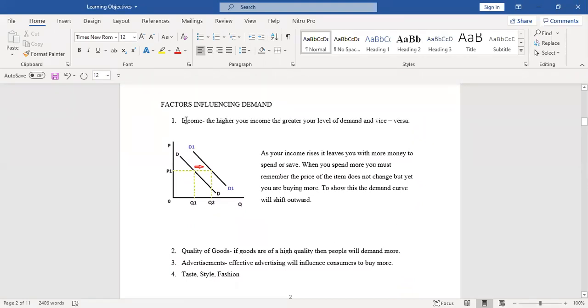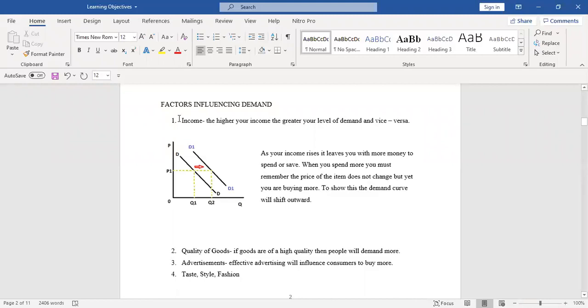First factor is income. The higher your income, the greater your level of demand, and vice versa. Now, what that means is, if you're working for a certain amount of money, and for some reason you get an increase in salary, that leaves you with more money to either spend or to save. You can do both, spend some, save some, but you will have more money. Now, what would be the effect of that more money on demand? Let's look at it.